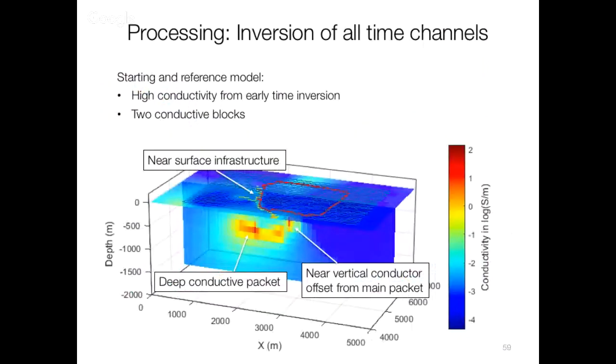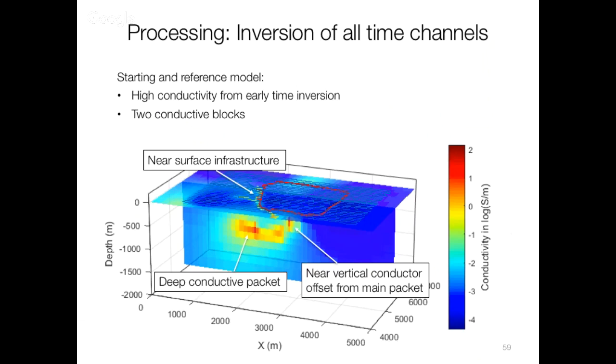So now we can put everything together, and this is how we do it. So we've inverted the early time data, and for that you need high resolution, so you make really small cells, fit those data well, and we get some kind of a structure. So we take that structure and we put it in as a reference model for the full inversion. And the other thing that we put in as a reference model is those warm start blocks.